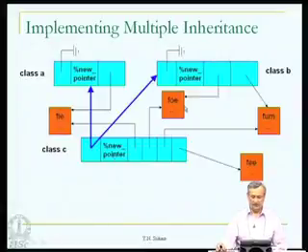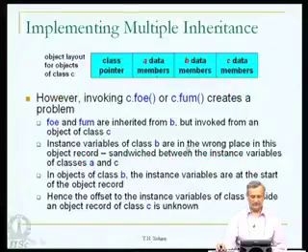C dot fo or C dot fum are from class B. So, with this arrangement, as I mentioned, B is expected to be here, but B is elsewhere, therefore it will not work properly. Fo and fum are inherited from B, but invoked from an object of class C. Instance variables of class B are in the wrong place in this object record, sandwiched between the instance variables of classes A and C. In objects of class B, the instance variables are at the start of the object record, they should have been here. Hence, the offset to the instance variables of class B inside the object record of class C is unknown. So, this is a problem.